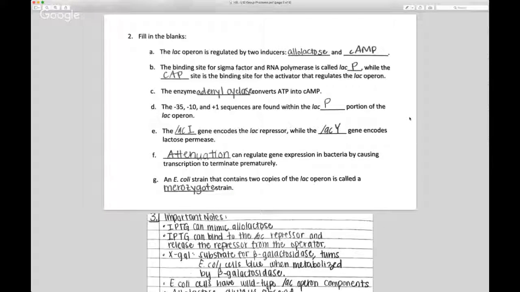Part D, the -35, -10, and +1 sequences are found within the LAC-P portion of the LAC operon. Part E, the LAC-I gene encodes the LAC repressor, while the LAC-Y gene encodes lactose permease. Part F, attenuation can regulate gene expression in bacteria by causing transcription to terminate prematurely. And part G, an E. coli strain that contains 2 copies of the LAC operon is called a merozygote strain.